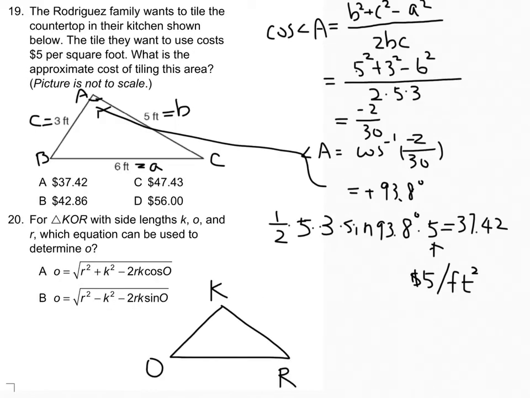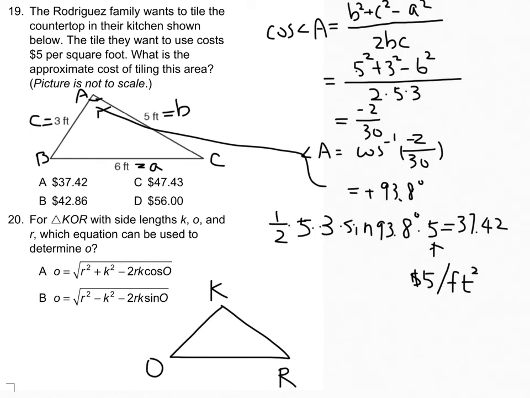Question number 19. The Rodriguez family wants to tile the countertop in the kitchen shown below. The tile they want to use costs $5 per square foot. What is the approximate cost of tiling this area? So in order for you to find the area, you will need to find one of the angles. So I'm going to start with the law of cosines, and I want to go with the largest side. When you apply the law of cosines, you want to go with the largest angle, the largest side, first.